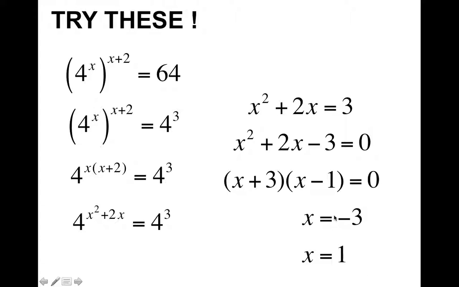Now check to see if it works. x equals negative 3. Put negative 3 in here, negative 3 in here. You get negative 1. Negative 3 times negative 1 becomes 3, so this becomes 4 to the 3rd power, which works. All right, now try 1 in there. Put a 1 in here, put a 1 in here. It ends up being 1 times 3, which is 4 to the 3rd power, which works, 64. All right, so these answers make sense.